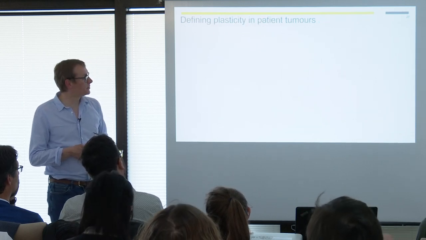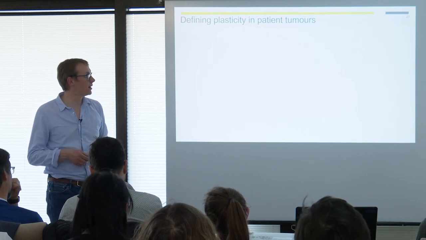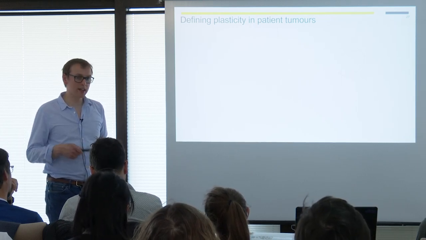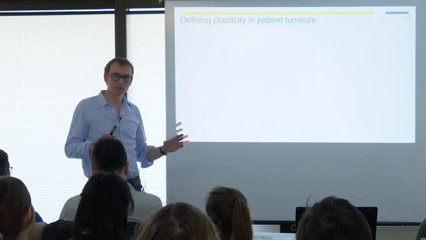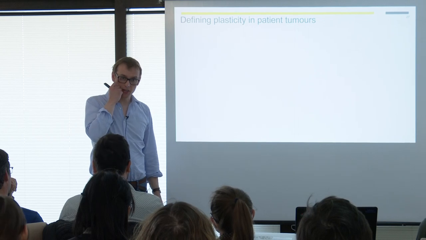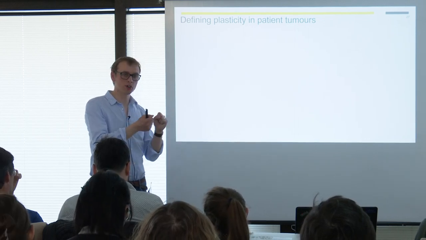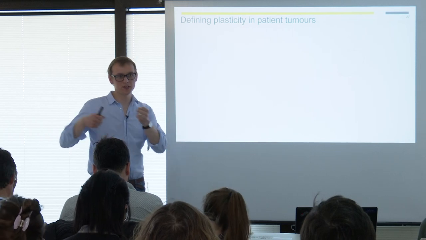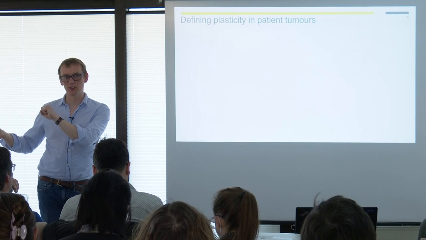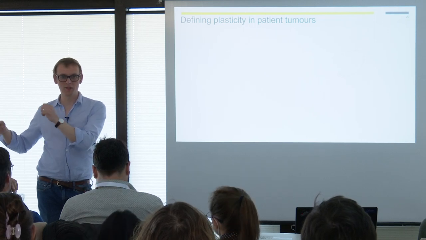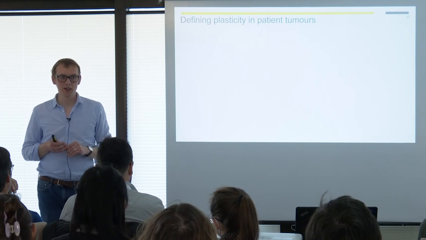So just in the last 3 minutes, I want to talk about how you can also use this framework to look at plasticity. So plasticity has become a very hot topic in cancer evolution. We have this idea that previously there's a one-to-one correspondence between genetic mutations and the phenotype of cancer cells, and it's all about mutations. But it's becoming increasingly clear that phenotypes can change and vary even on the same genetic background.